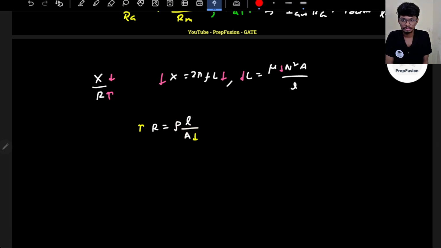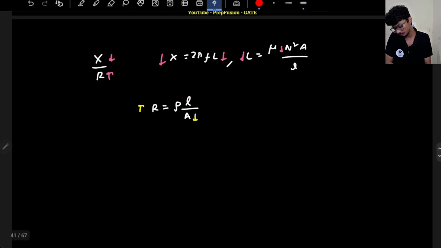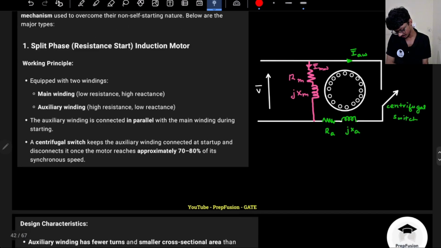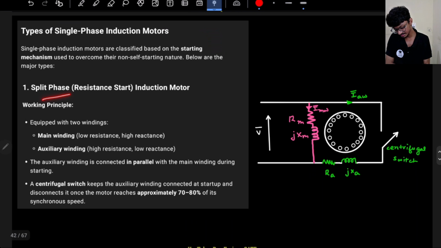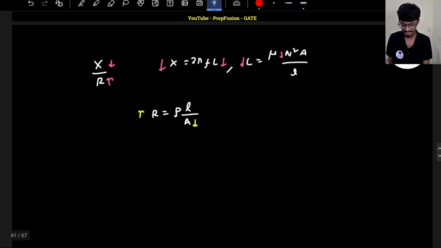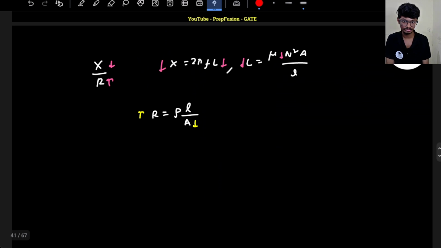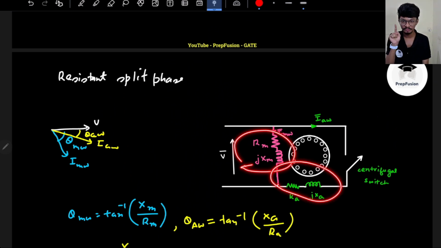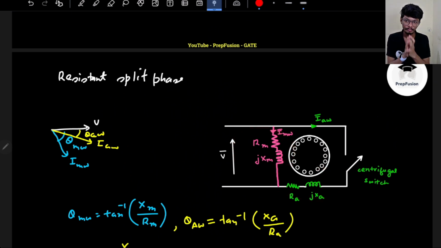So in the auxiliary winding, the area is lower and the number of turns is lower than the main winding. The same thing is written over here. So it is a split phase. Split phase basically means I am splitting the phase. One more important point to understand is, if I am adding resistance to the circuit, remember both of them together are producing some torque. 2/3 of the winding is main winding and 1/3 of the winding is auxiliary winding. So both of them together are producing torque.